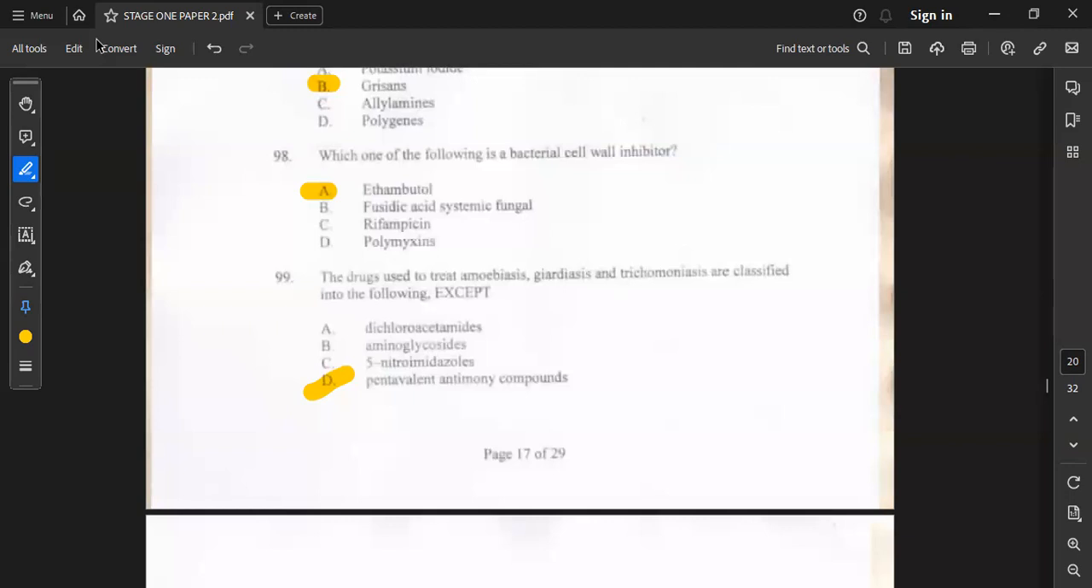You'll ingest the cyst. Then once the cyst gets into the intestines, it changes into the active life form, which is the trophozoite. We know it can cause intestinal disease, and then it can go to things like liver abscess, lung, and even the brain, where it can cause abscesses there.